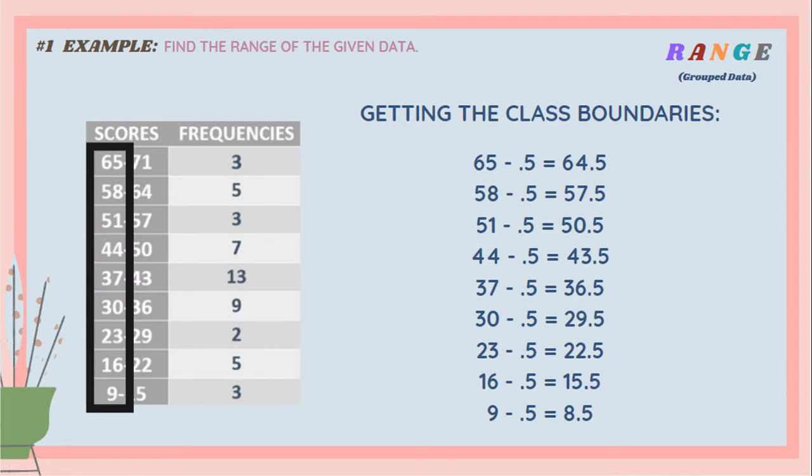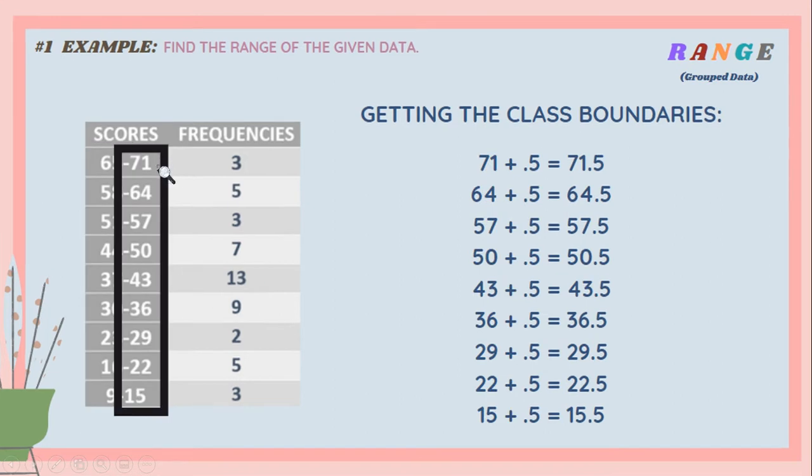So, this is my first example. Find the range of the given data. So, we need to find the range by looking at the lower class limits and the higher class limits. So, all we need to do first is subtract 0.5 from the lower class limits. So, 65 minus 0.5 is equal to 64.5. 58 minus 0.5 is equal to 57.5. 51 minus 0.5 is equal to 50.5, and so on.